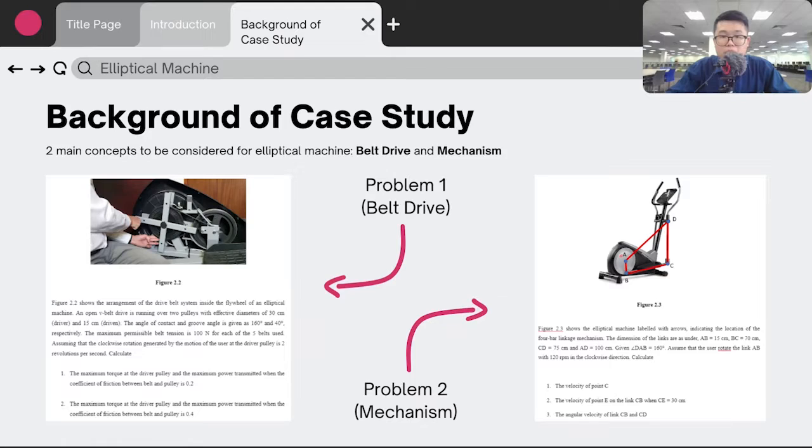The second problem is regarding mechanism, where we are going to find the speed of point C and also point E. Also, the angular velocity of link CB and CD, when we assume that the motion of the user is causing a 120 revolution per minute rotation towards link AB, which connects the pedal tube and driver pulley.